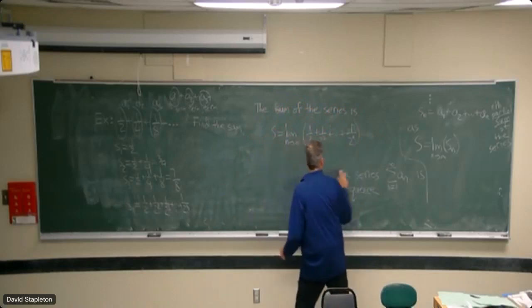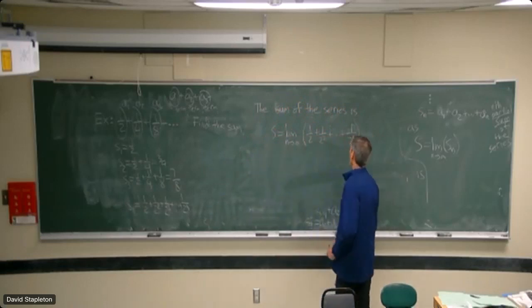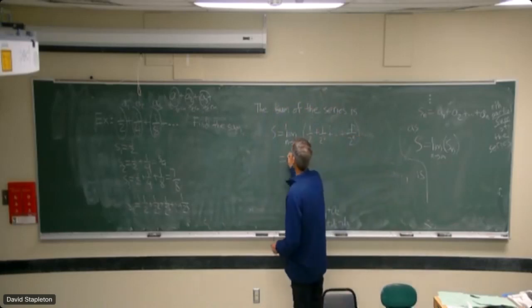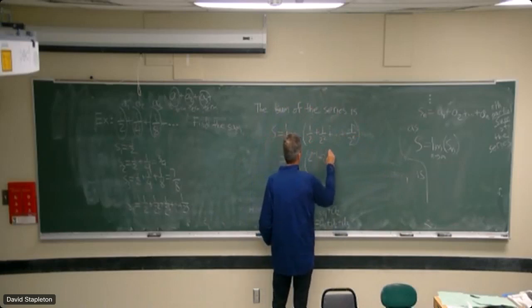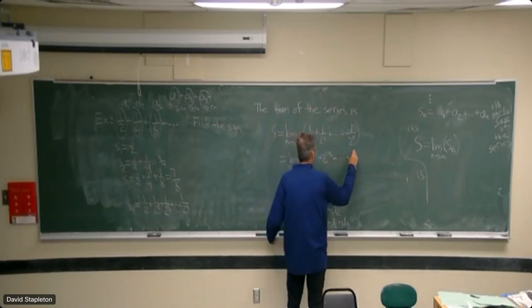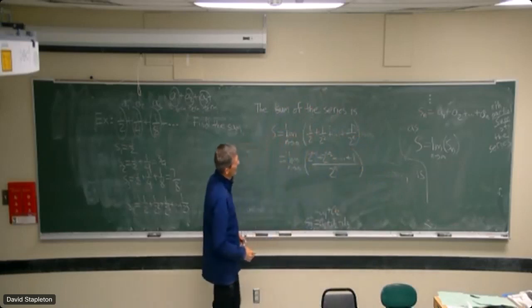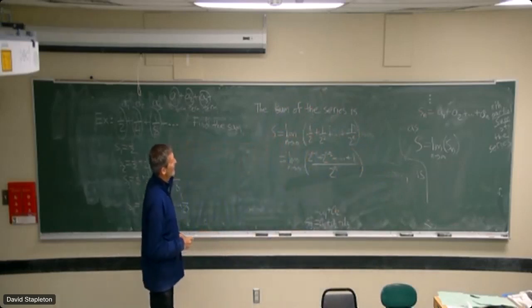And so I've got to figure that out. Well, I can put them over a common denominator, right? By algebra, this is the limit as n goes to infinity of 2 to the n minus 1 plus 2 to the n minus 2 plus dot dot dot plus 1, all over 2 to the n. And now what's that sum?